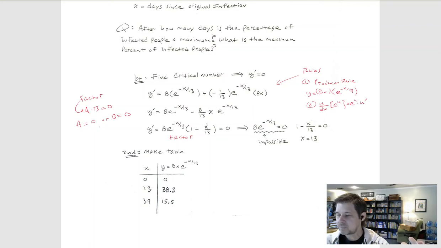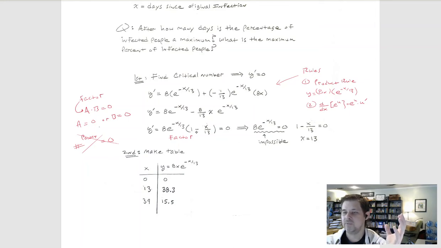Anyway, it turns out it's impossible for an exponential to be 0. You can't take a number, whatever the number is, and raise it to some power and get 0. Like right here, e, that's a number. The power is negative x over 13. Well, I don't care what that power is, you just cannot get 0. So I know that this aspect of my solution is impossible, and it doesn't yield any answer.